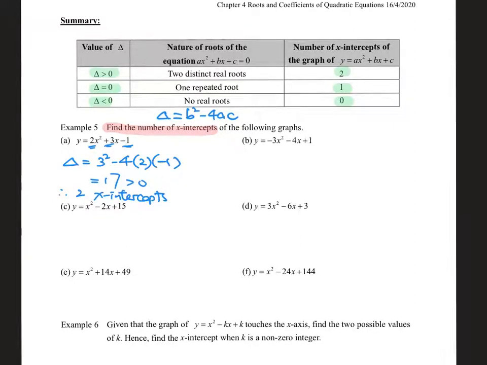The other way to find the number of x-intercepts would be solving its corresponding equation.